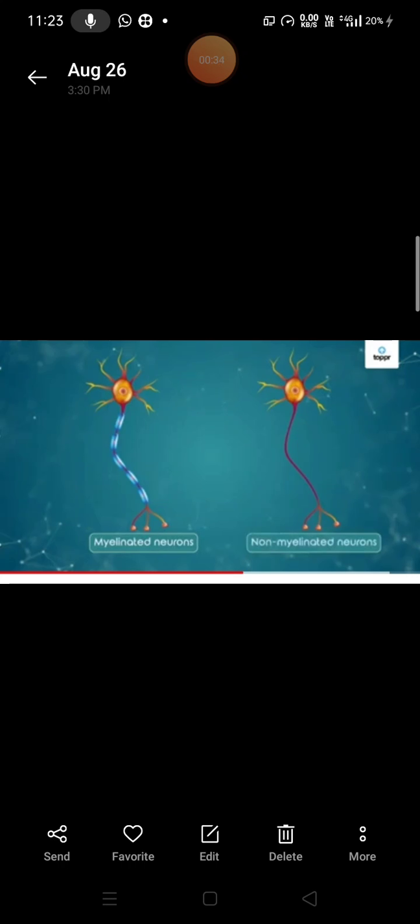Student, today's topic is based upon the structure and details of myelinated neurons. Before I start, you should know that the most common, most abundant neuron in any animal body is the myelinated neuron, and a very small number of neurons present in the human or animal body are non-myelinated neurons.